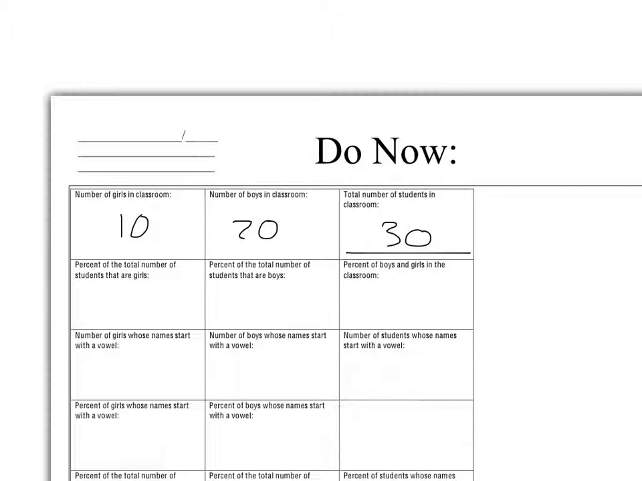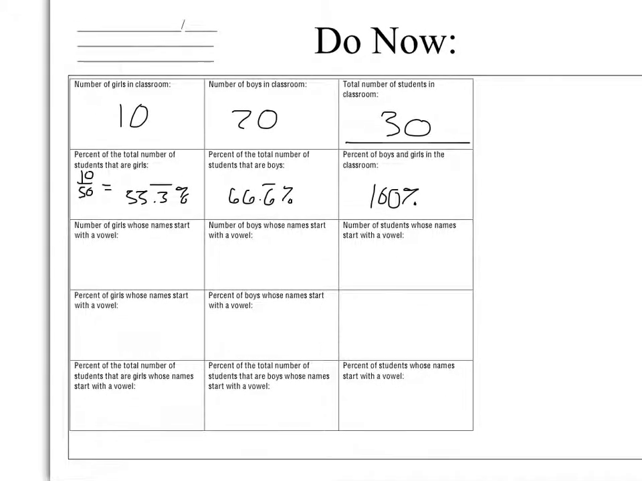So this is our quantity is equal to percent times whole. This is 10 out of 30. So that's going to be 33.3 repeating percent are girls. And that's going to leave me with 66.6% are boys. And so of boys and girls, that makes up 100% of the class.